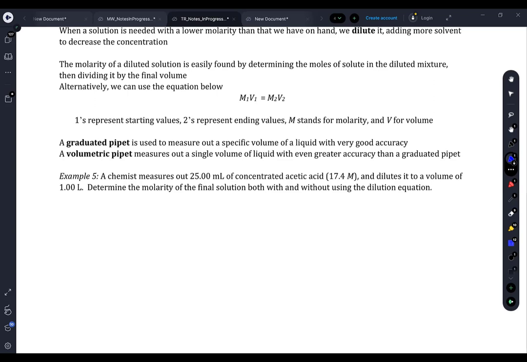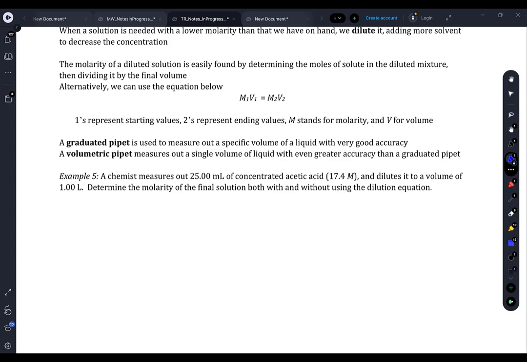You also need to be very careful the way you read these questions, because I can ask them two different ways that mean two different things. If I say it's diluted to a final volume or a volume of blah, blah, blah, then that means I've given you V2. I've given you the final volume. So if I say I take 10 mLs and dilute it to 500 milliliters, 500 milliliters is V2. What if I say I take 10 milliliters and I add 300 mLs to it? The final volume is not 300 milliliters, it is 310. So you have to read the wording carefully.